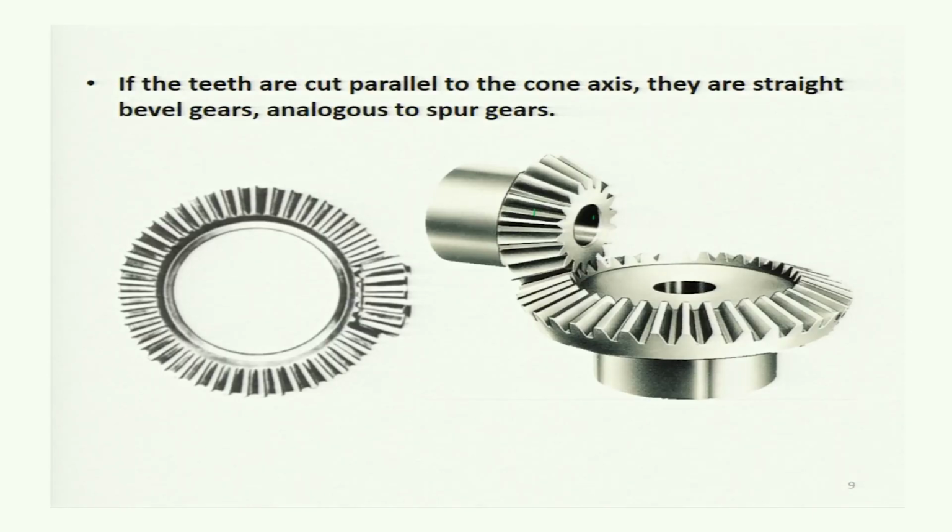Now if the teeth are cut parallel to the cone axis, you see here the teeth are cut parallel to the cone axis. Then it is called the parallel bevel gear. You see, this is analogous to the spur gear.